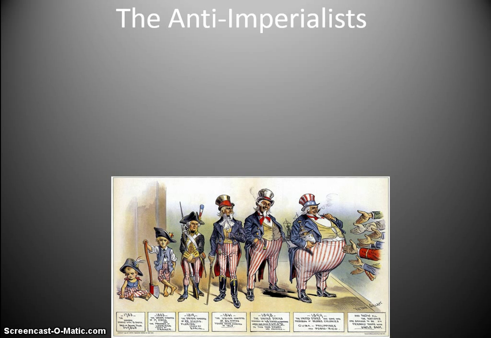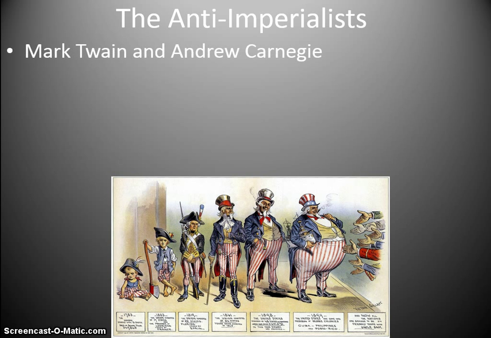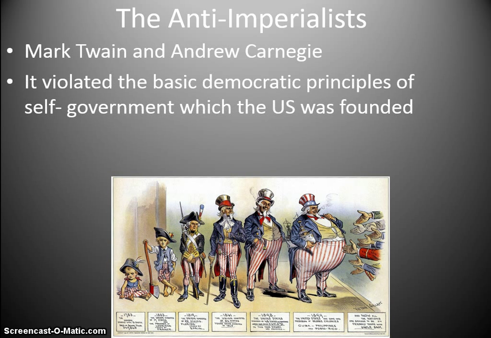Now, of course, you're going to have opposition, people that don't want to expand. So you have the anti-imperialists, those who were against imperialism or for the United States to take over other countries. Mark Twain and Andrew Carnegie were two of them. It violated the basic democratic principles of self-government, which the United States was founded on, just like I went over in class. The American Revolution happened because the colonists did not want Great Britain to take over, right? They were tired of their rules and laws. So some people felt that the United States was being like Great Britain and taking over and controlling other countries, which, again, they didn't want.